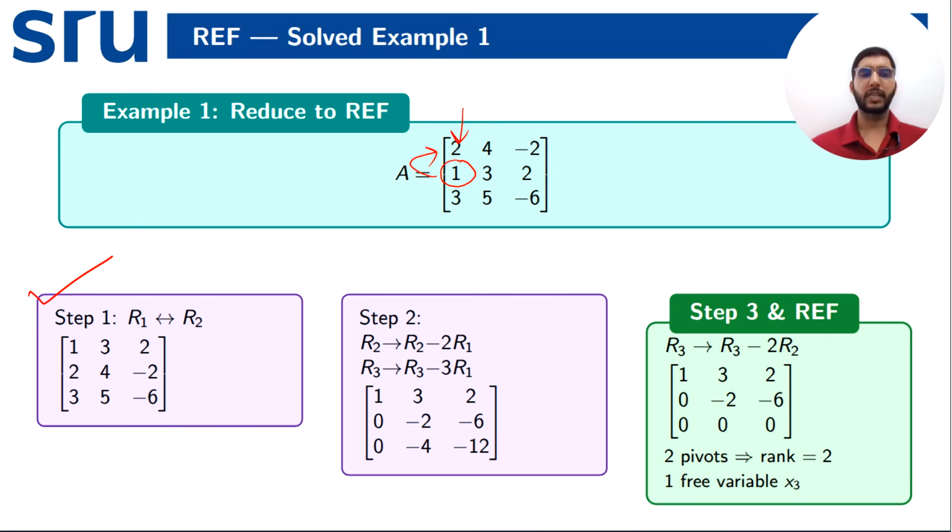That is, I wrote the second row, 1 3 2, in place of the first row, and in place of the second row, I wrote the first one. So our first pivot entry is 1 in step 1, the first pivot entry in column 1. Now our next target is to make 0 below this using row 1.